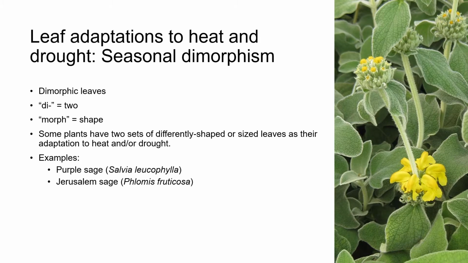Some plants have dimorphic leaves. Dimorphic means two shapes, and it refers to plants that have two sets of differently shaped or sized leaves as their adaptation to heat and or drought. A couple of examples of this would be our California native sage, the purple sage, Salvia leucophylla, or the European Phlomis fruticosa, Jerusalem sage. Both these plants have a set of smaller leaves and a set of larger leaves.